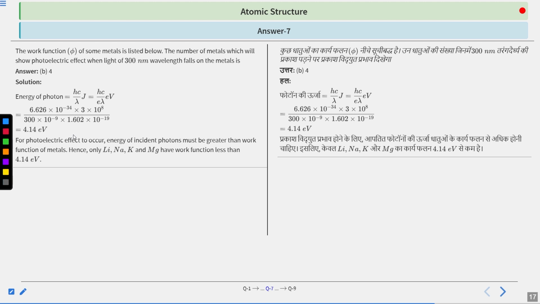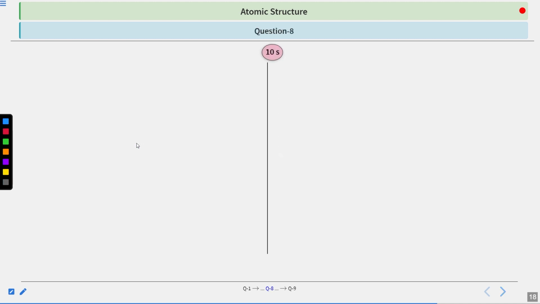Now for the photoelectric effect, this value should be greater than the work function value. If you go back and look at the table, you will find that for lithium, sodium, potassium and magnesium, the energy of the photon is greater than the work function of these four elements. Clear? The energy of the photon is 4.14 electron volt. So this is your answer. Moving on to the next question.